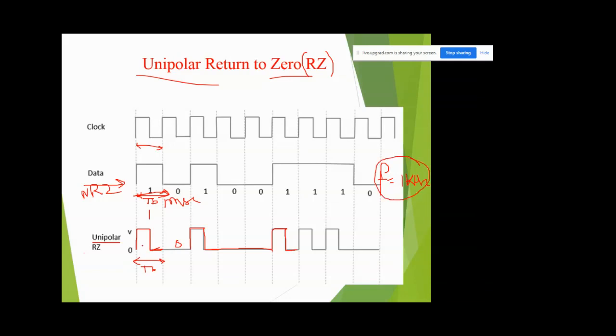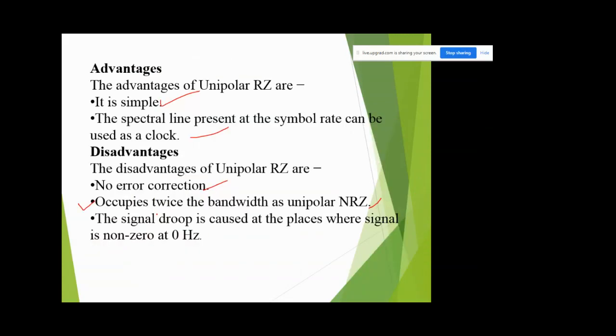Now here the overall signal is representing TB, but the half part is returned to 0. So only the pulse we have from 0 to TB by 2. If it is 1 millisecond, we will get 0.5 millisecond. If you take the inverse of 0.5 millisecond, F here we will get 2 kilohertz. So that is the meaning of this point: occupies twice the bandwidth as a unipolar NRZ. That's the meaning of that particular sentence.